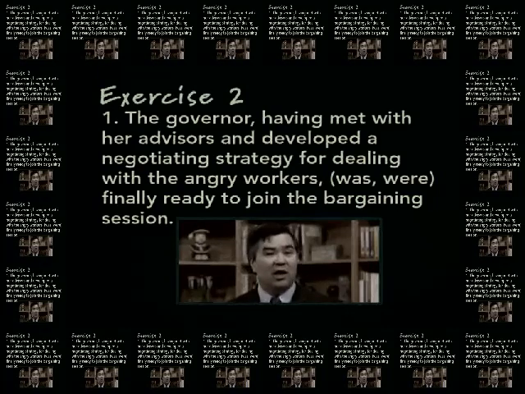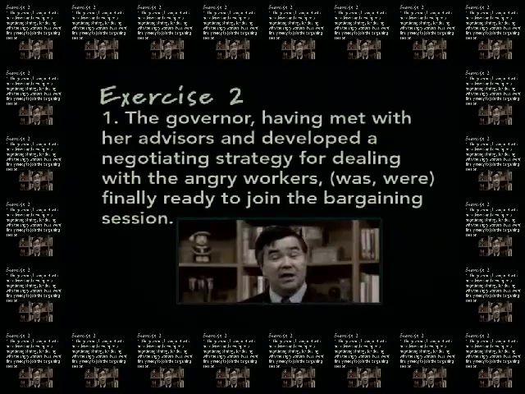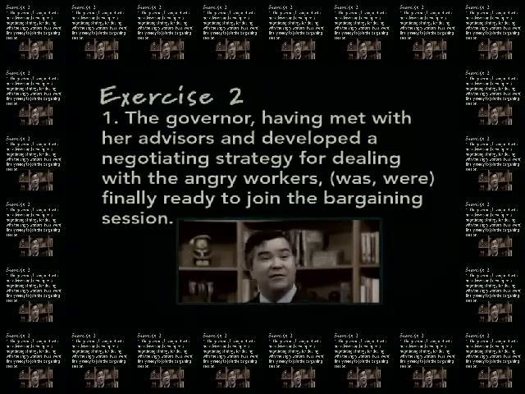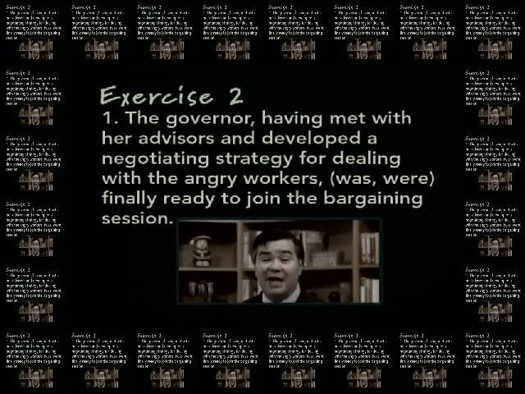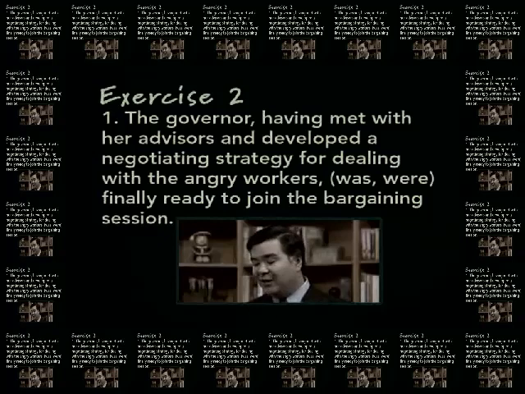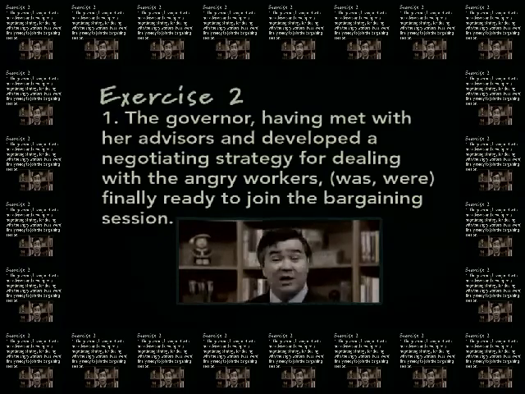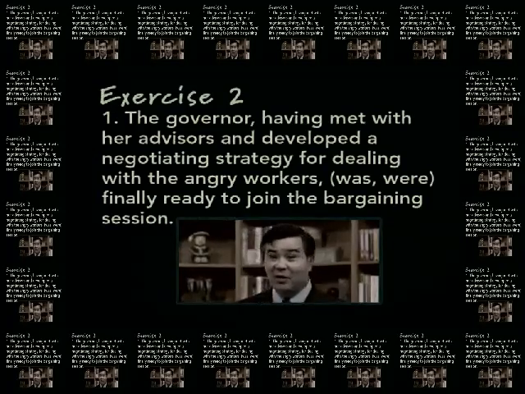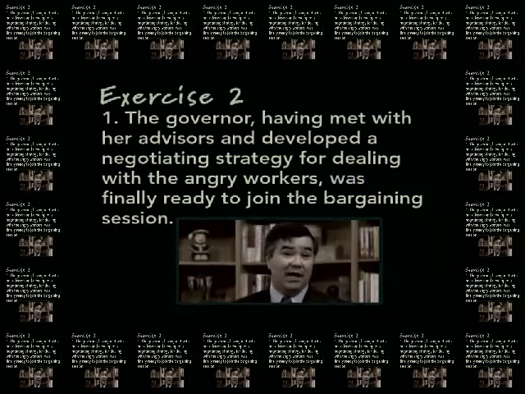All of those words are giving more information about, or modifying, the governor. So all of that is a bit of an interruption, an aside. It's something that gives additional information about the governor, but which is not part of the actual subject. The person who was or were finally ready to join the bargaining session is the governor. So the word governor is the subject of the verb. Governor is singular, it only refers to one person, and so the singular verb was would be correct.